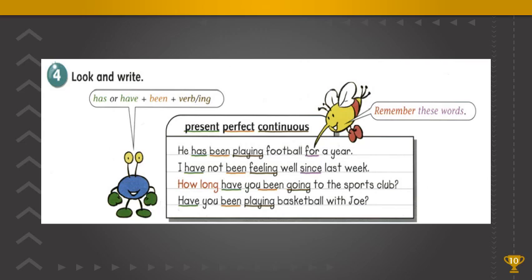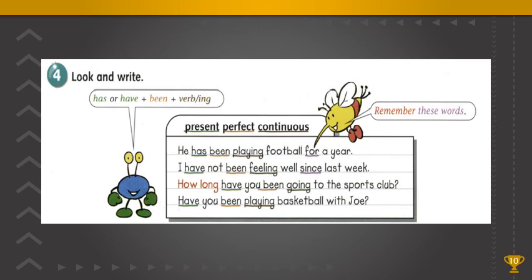At this point in time, we are going to discuss activity 4, and this is about the present perfect continuous. Present perfect continuous is written by having the auxiliary verb has or have plus been plus the verb in its ing form. So for example, he has been playing football for a year.